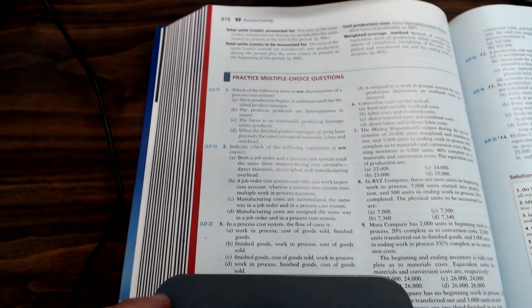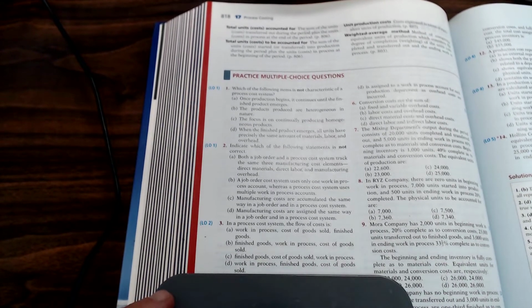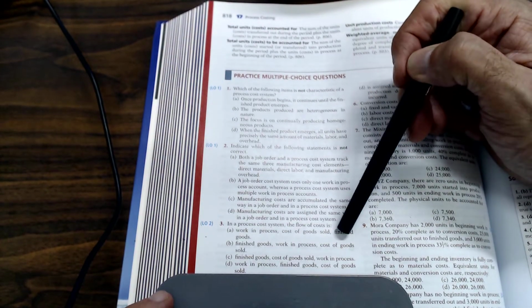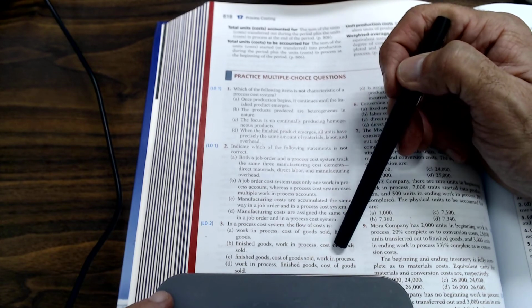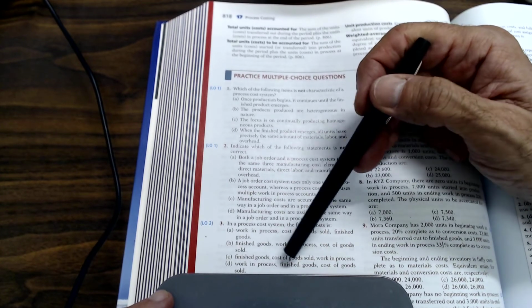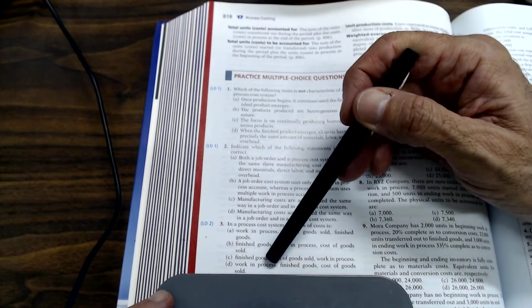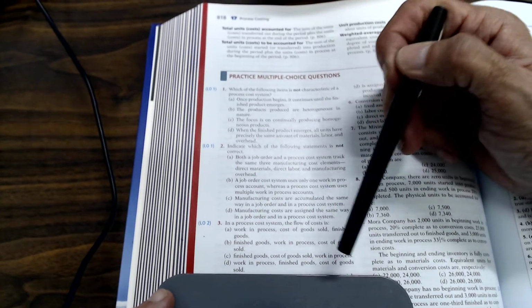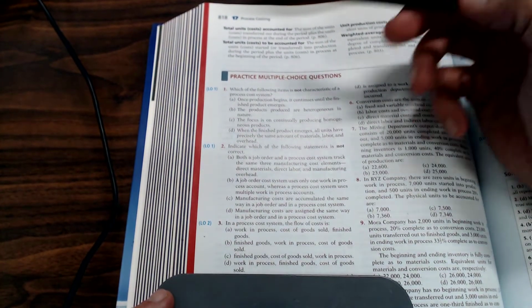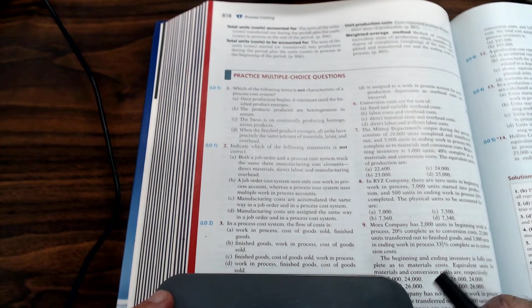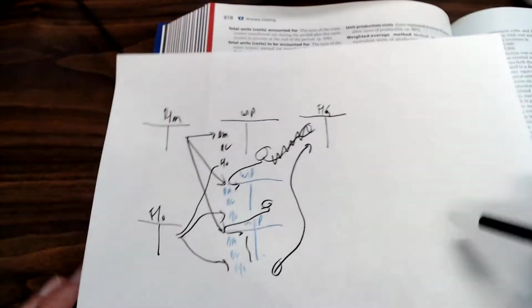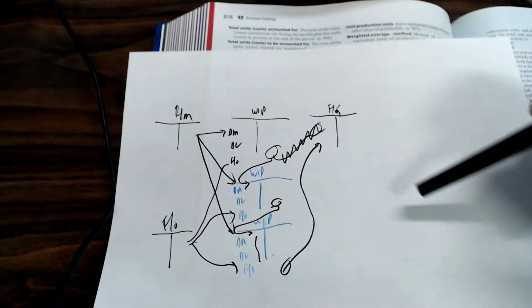Three, in a process cost system, the flows of costs are what? Work in process, cost of goods sold, and finished goods? No. Finished goods, work in process, cost of goods sold? No. Finished goods, cost of goods sold? No. Work in process, finished goods, cost of goods sold? Yes. Multiple work in processes, but it's still the same. Work in process, finished goods, cost of goods sold.